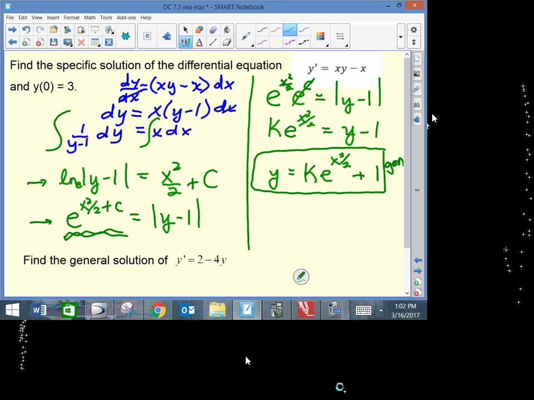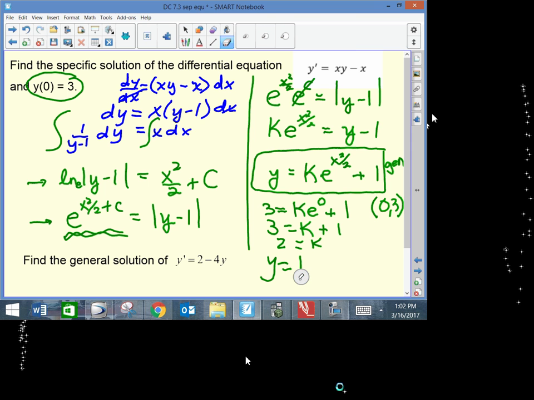Plus 1, right? What's that called? General, good. Okay. Now we're going to plug in 0, 3. Oh, it's the biggest pain in my butt. All right, Holly, plug it in. Plug them in. 3 equals k e to the 0 plus 1. Okay. What's e to the 0? 1. So what's k? 2. So specific solution, k is now 2. Would it be e to the 2 or just 2? 2. We're putting it in here.